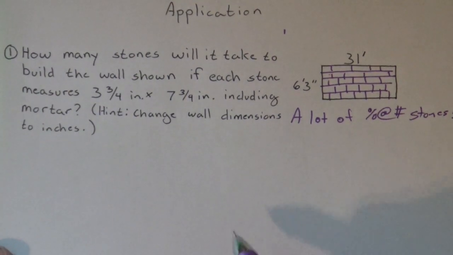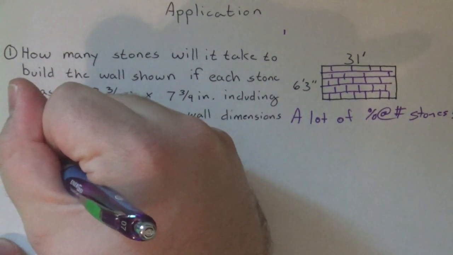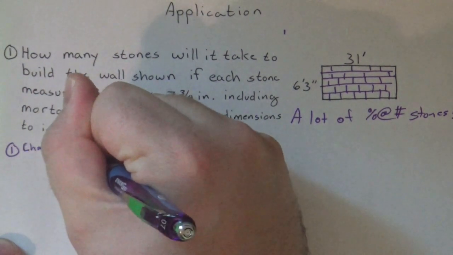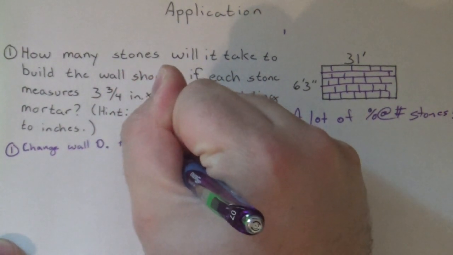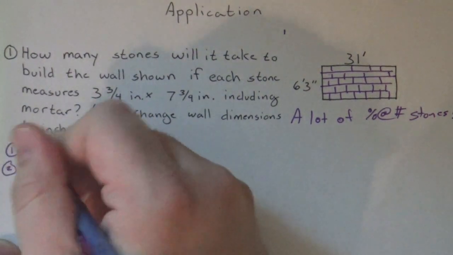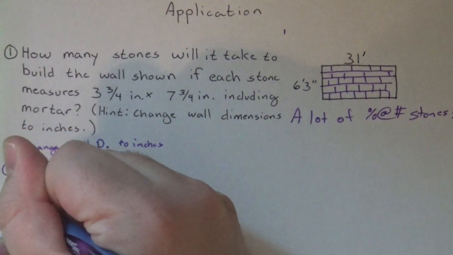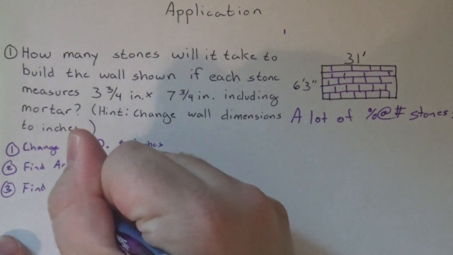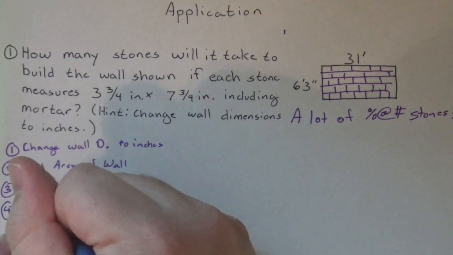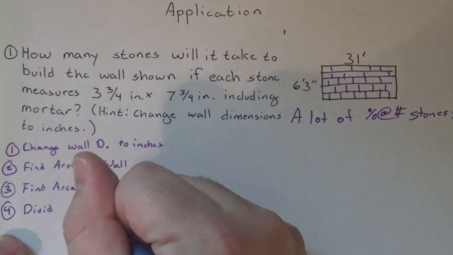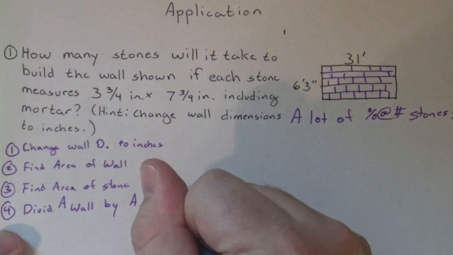So I'm going to actually help you along with this one, and we're going to do it step by step. To solve this problem, we're going to do a couple steps. First, we're going to do what the hint says. Change wall dimensions to inches. Okay, we're going to do that first. The second step is to find the area of the wall. Next step, find the area of the stone. Last step, 4, divide the area of the wall by the area of the stone.